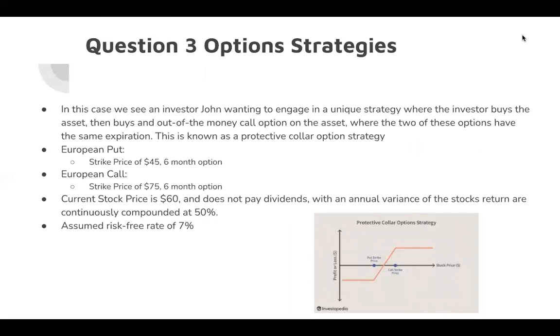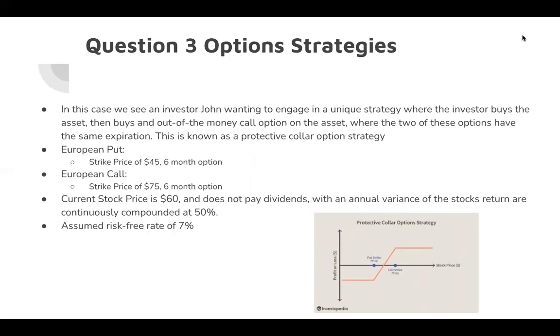Next, we'll be looking at question 3, which analyzes different option strategies. So in this case, we see an investor, John, wanting to engage in a unique strategy where the investor buys the asset, then buys an out-of-the-money put option and sells an out-of-the-money call option on the asset, where the options have the same expiration. This is also known as a protective collar option strategy. As shown in the image below, it shows the payoff structure of this type of option.